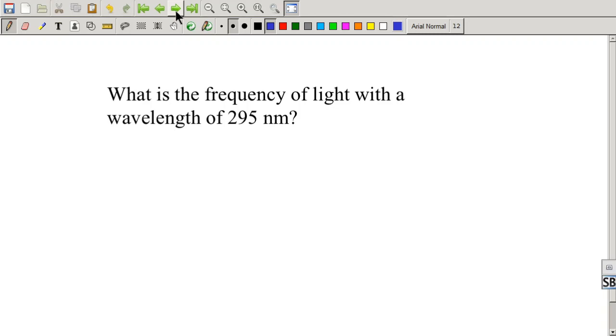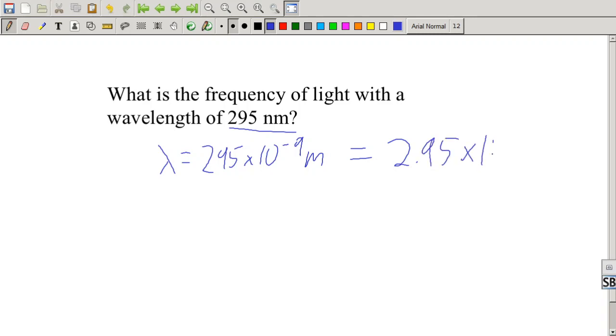If we have a photon just outside of the visible spectrum, what is the frequency? We have to change this number, 295 nanometers, into meters. What's the fraction of a meter that a nanometer is? Yes. So you could say this wavelength is 295 times 10 to the negative 9th meters. Or if you want to write it in standard scientific notation, you slide a decimal place over 2 points, you get 2.95 times 10 to the negative 7th meters.